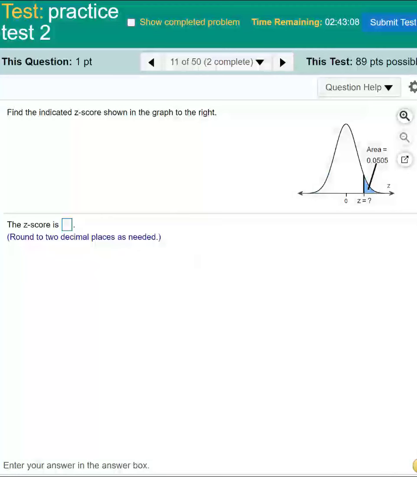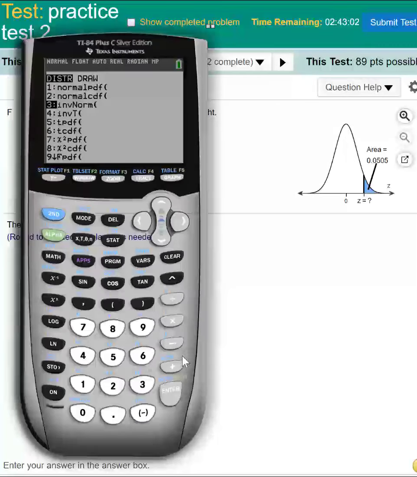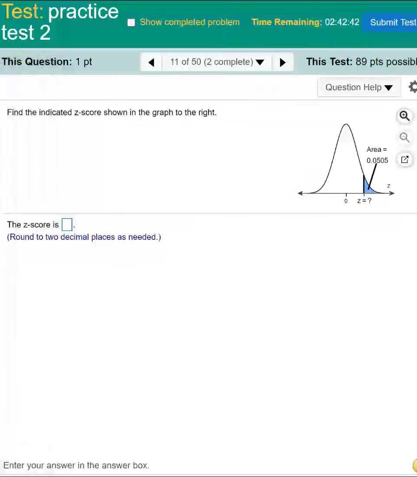Find the indicated z-score. Second, inverse norm. Since this area is the area to the left, I need 1 minus 0.0505, and 0.1 again. And here you go, it's 1.64. Next.